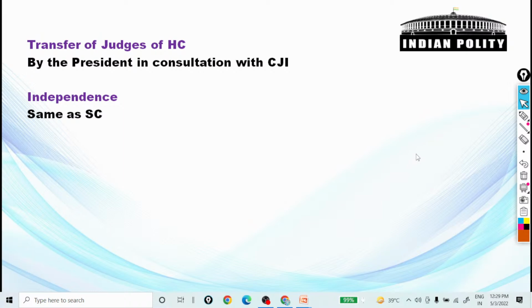Then we will discuss the transfer of judges. Judges can be transferred from one High Court to another for certain reasons, like filling of the quorum or any requirement, and that will be done by the President in consultation with the CJI.